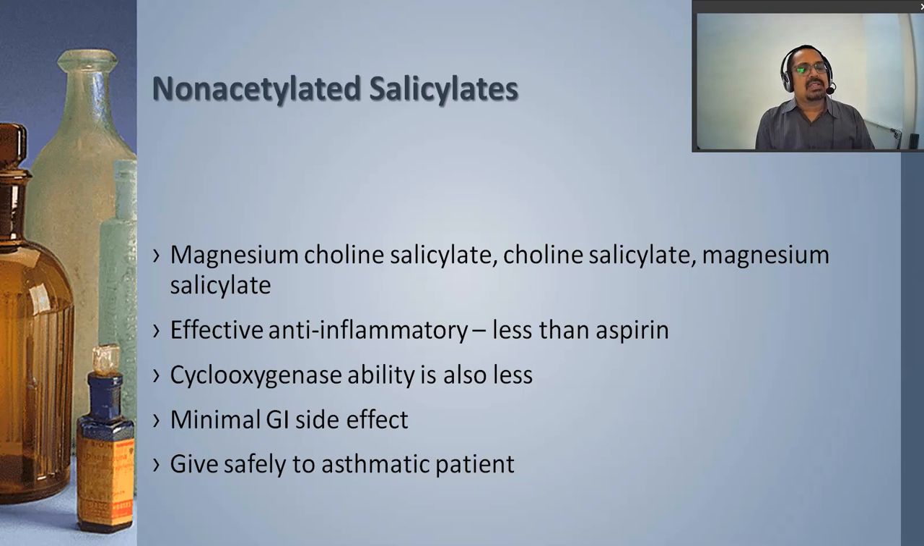These are all about the salicylate compounds, but some of them are non-acetylated salicylic acids. Whatever we have seen is acetylated salicylic acid, that is acetyl salicylic acid, also known as aspirin. Now here we will see the effect of non-acetylated salicylic acid. Examples of these compounds are choline salicylate, or magnesium salicylate. We can see they have an effective anti-inflammatory property, but the anti-inflammatory property of non-acetylated salicylates will definitely be less than that of aspirin. Their cyclooxygenase inhibiting ability is also less, they have minimal gastrointestinal side effects, and can safely be given to asthma patients, because acetyl salicylic acid mainly precipitates bronchoconstriction. This is one of the typical side effects which will be discussed further.